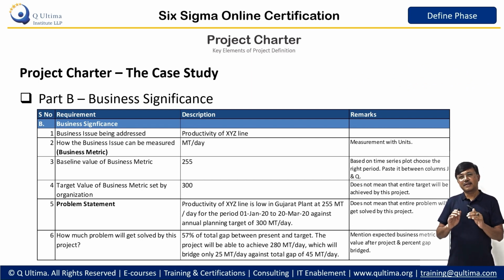We should also categorically mention how much of the problem we will be able to solve by doing this project. In this case, only about 50% of the problem will be solved. The entire 300 will not be reached. So that should also be clearly mentioned in the charter so that the management is aware.